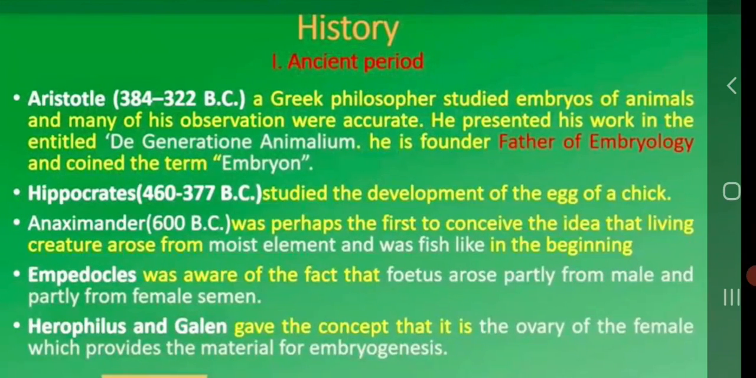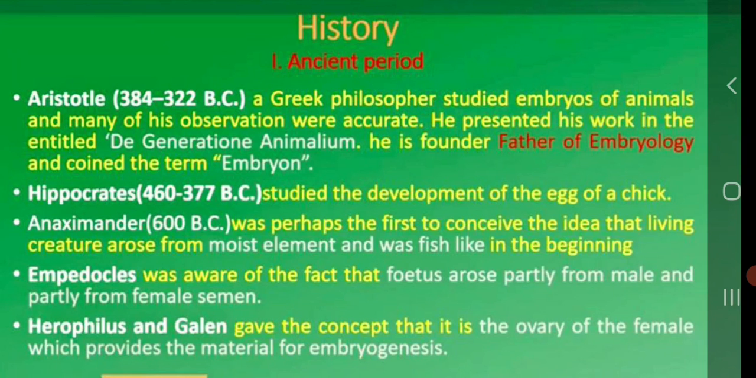Regarding the history, we divide the historical aspects of embryology into two: ancient period and modern period. Ancient period dated back before Christ, and this includes many great scientists like Empedocles, Anaximander, Hippocrates, Aristotle, and so on. Empedocles, according to him, the fetus arose partly from male and partly from female semen. That means both male and female contribute to the formation of an embryo.